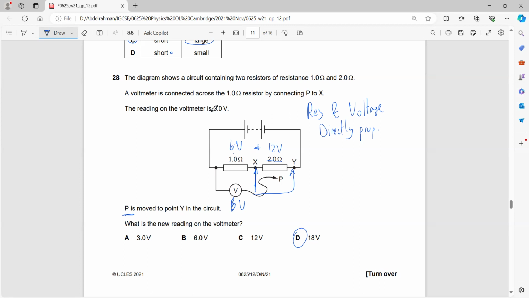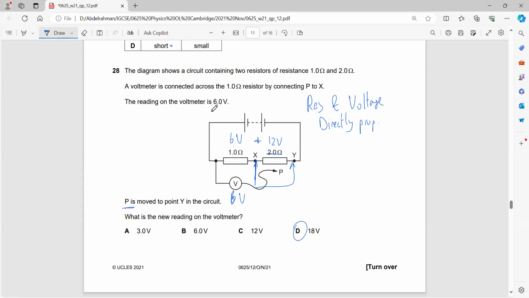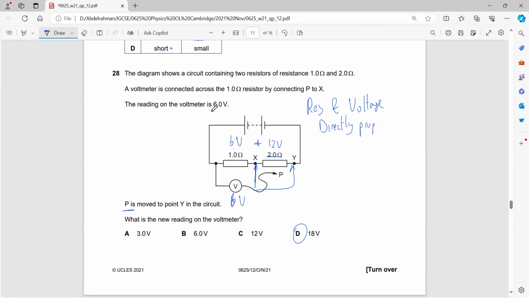Now I increased the resistance, I just multiplied the resistance by 2. So basically the potential difference would be multiplied by 2. But I need the total potential difference of them both, which would be 18 volts.